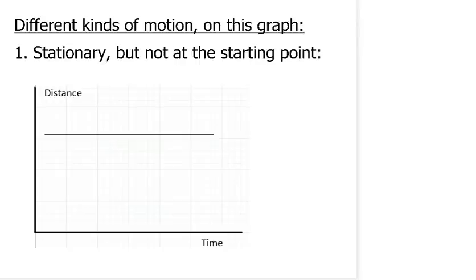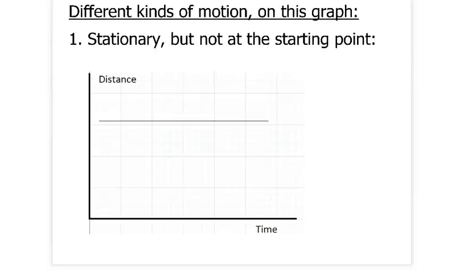Now here we are looking at a very basic graph to show you a very particular kind of motion that you can show on a distance-time graph. You can see this is really basic. There's not even any labels or numbers or anything. So what does this graph show right here?